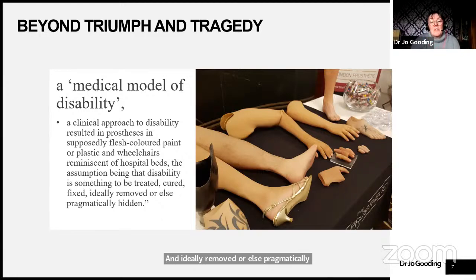And I'm connected to a design manifesto. We really challenge that model of designing for disability objects.